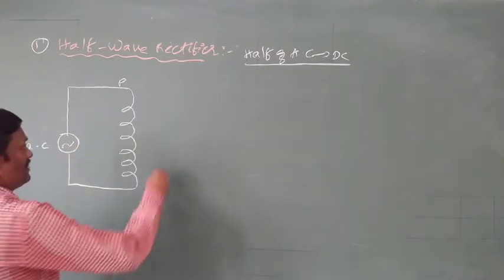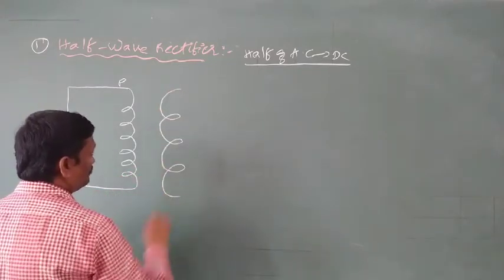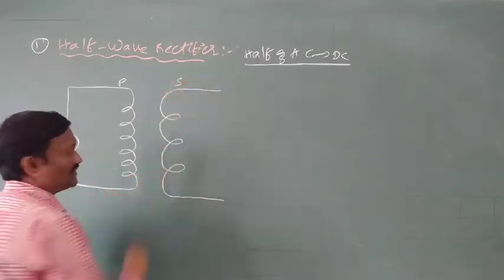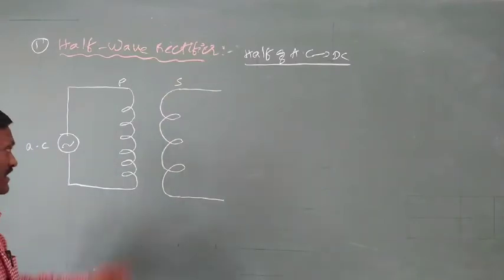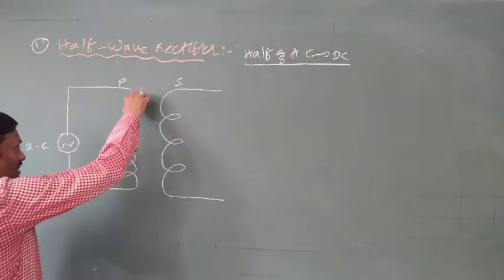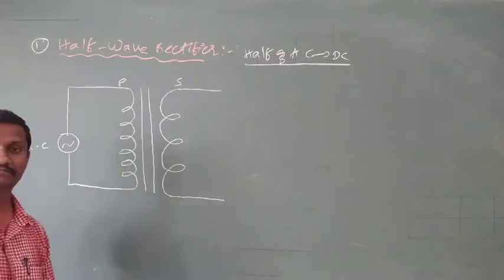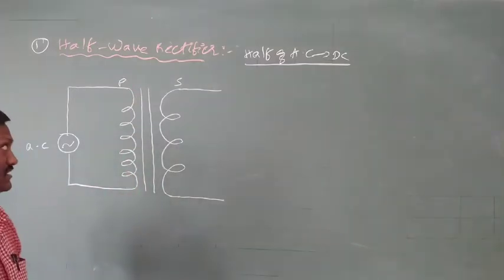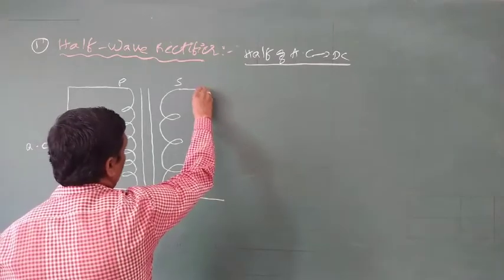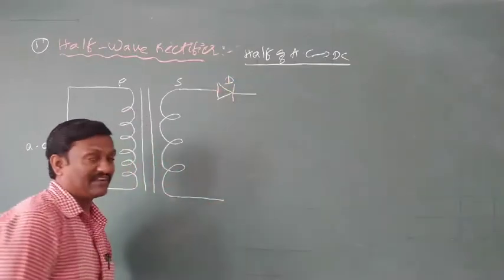Next, nearer to the primary coil, there is one more coil, the secondary coil. The medium between the two coils, the primary coil and the secondary coil, is air. Next, at the ends of the secondary coil, a PN junction diode is connected. In the process of rectification, we are using diodes.